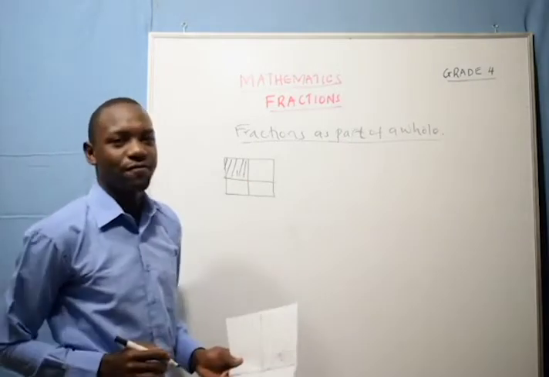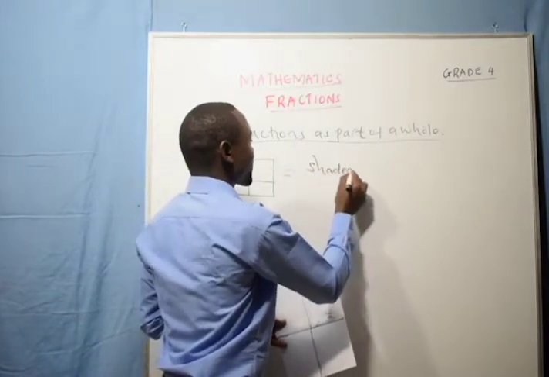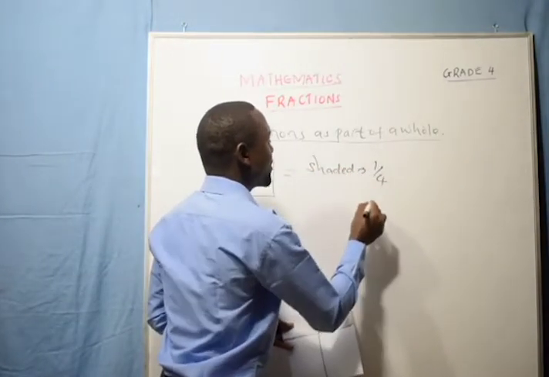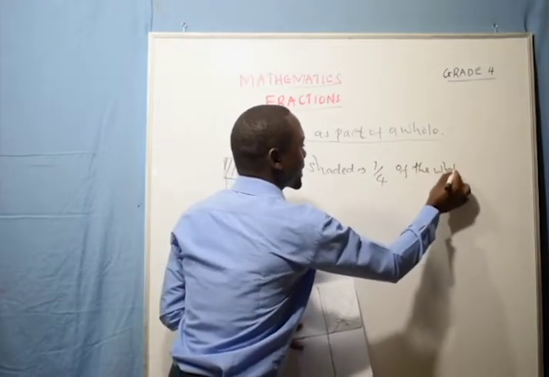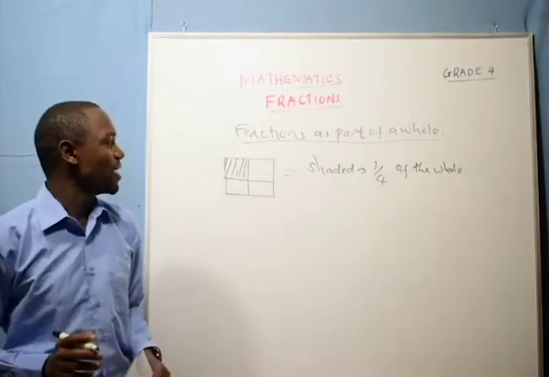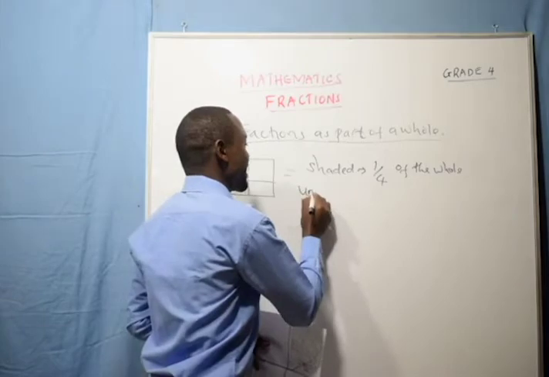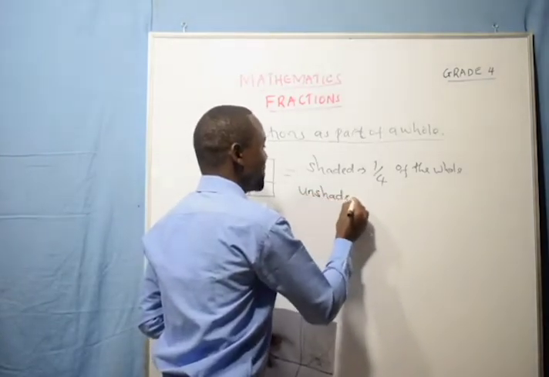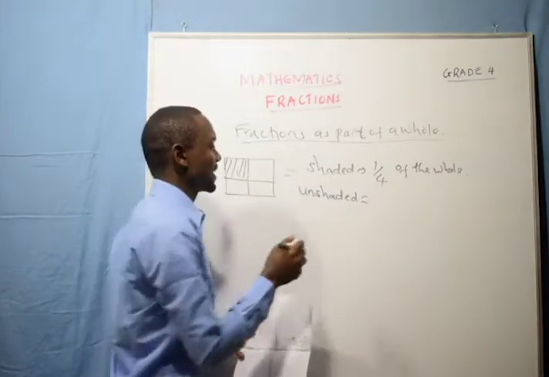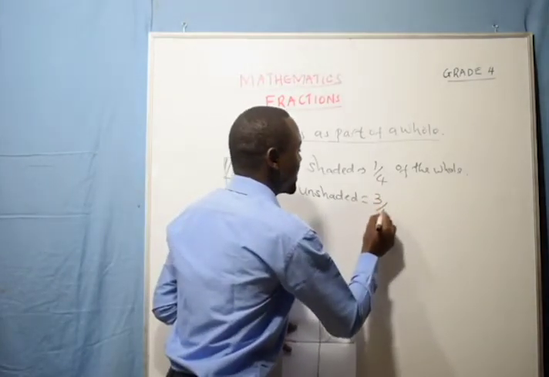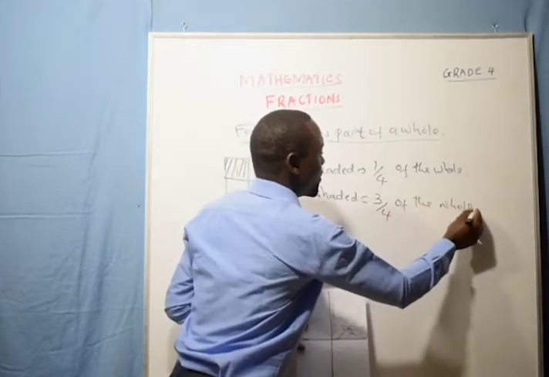So we say the shaded fraction is 1 over 4 of the whole paper cutout. The remaining fraction, that is the unshaded fraction, remains 1, 2, 3. There are 3 parts, or portions. So we say it's 3 over 4 of the whole.